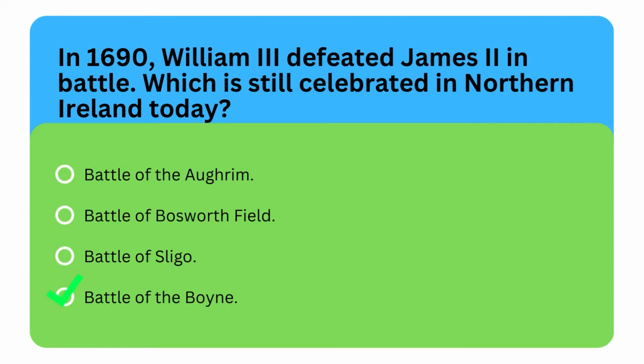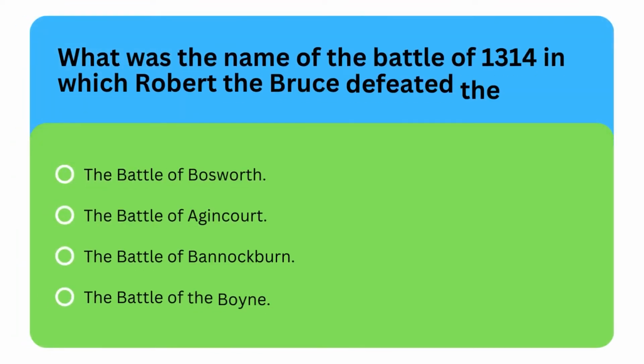So the correct option is last option. It was during the Battle of the Boyne. Next question is, what was the name of the battle in 1314 in which Robert the Bruce defeated the English? Options are the Battle of Bosworth, the Battle of Agincourt, the Battle of Bannockburn, or the Battle of the Boyne. So the correct option is third option. It was the Battle of Bannockburn.